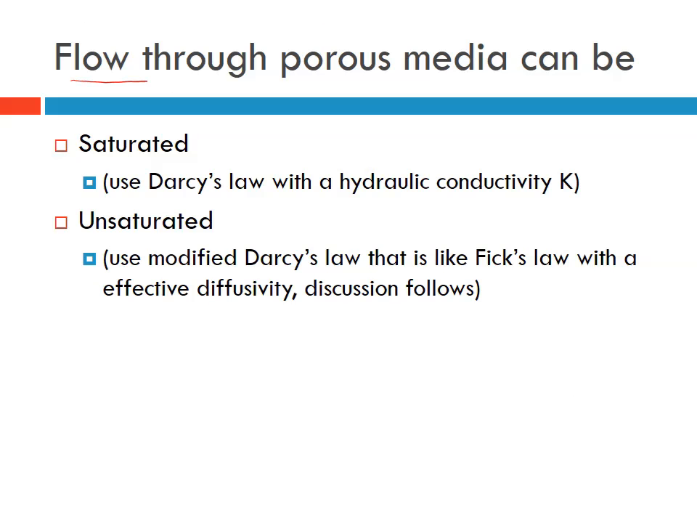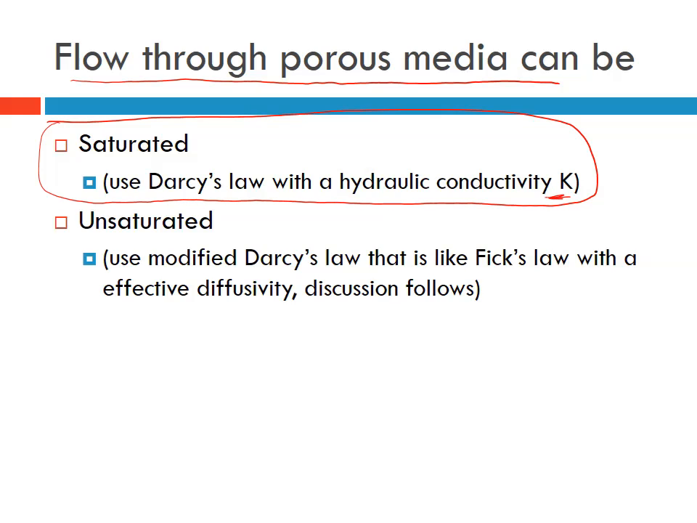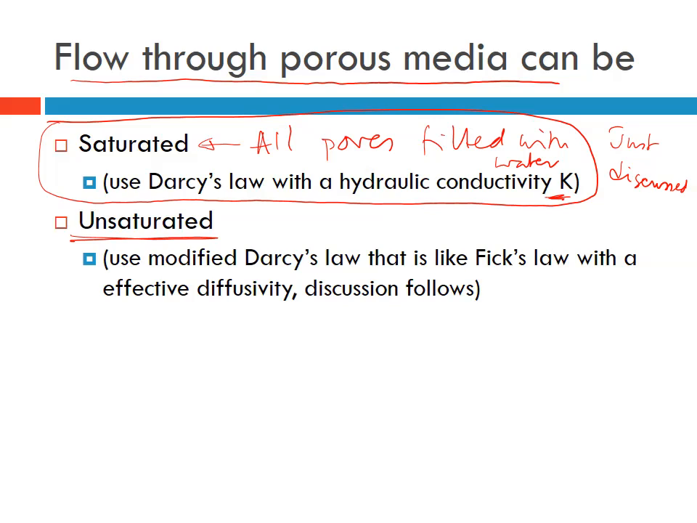So for convenience, I want to divide flow through porous media into two situations, and we'll see why. For saturated flow, we just use Darcy's law with the hydraulic conductivity, what we just discussed. When it's unsaturated, what is an example of unsaturated? Remember in the experiment I showed with a very dry sponge. Saturated means all pores filled with water. As soon as you drain out some of the water, then it becomes unsaturated. An extreme situation for unsaturated is the example that I showed of the dry sponge. So a dry biomaterial, for example, would behave this way.